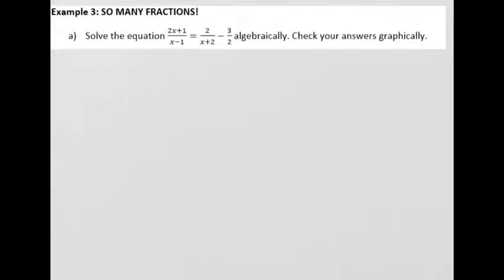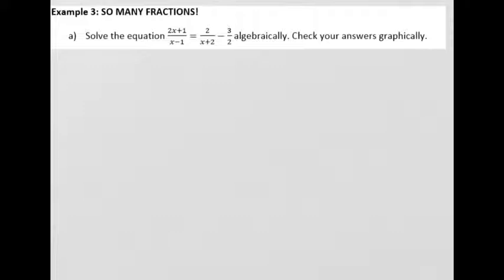Next example. This one's a little tougher. Okay, what do you think we do here? You have to multiply them by all those different denominators. Yeah, I'm going to have to not only multiply by x minus 1, but x plus 2 as well, and 2. Can you do x plus 4? You could, but it wouldn't help you. It would make things more complicated.